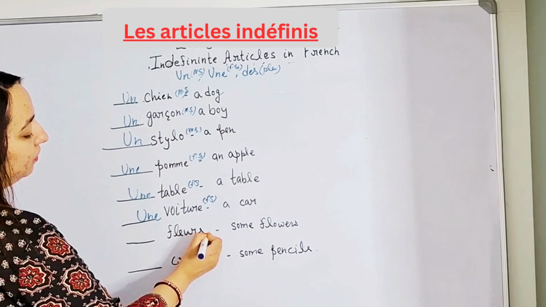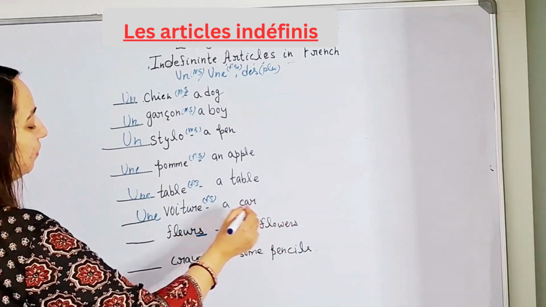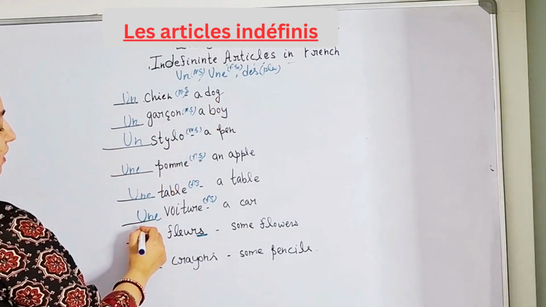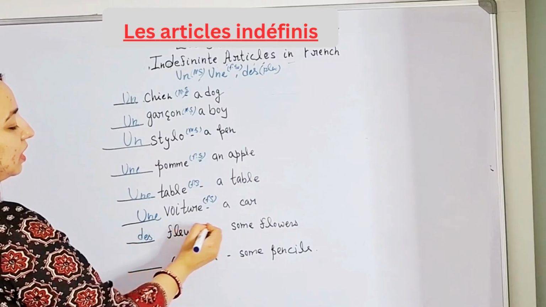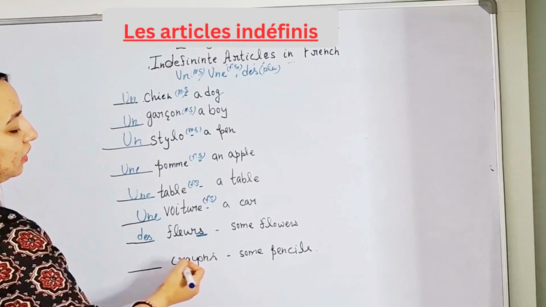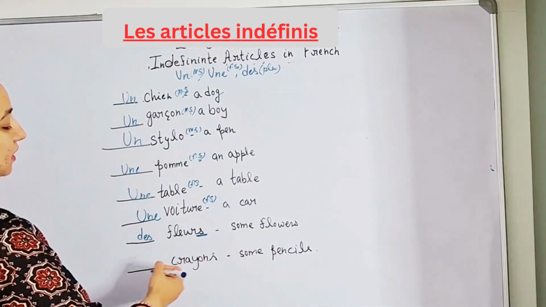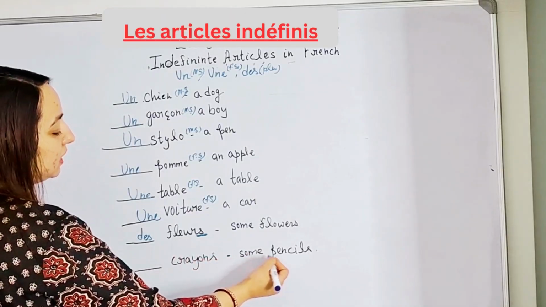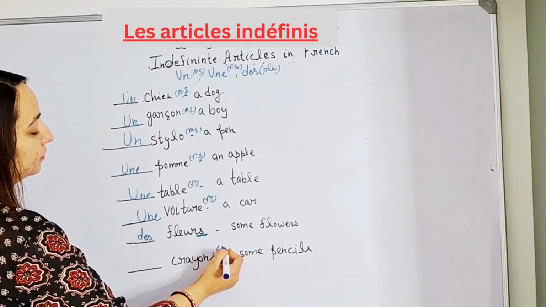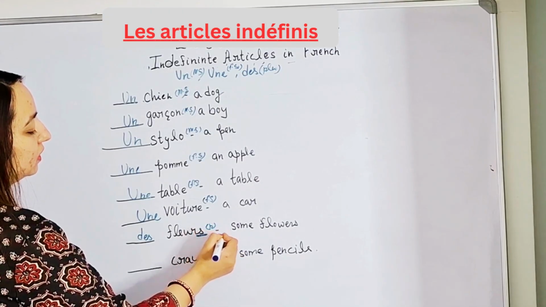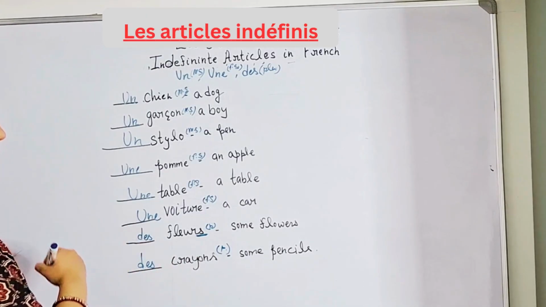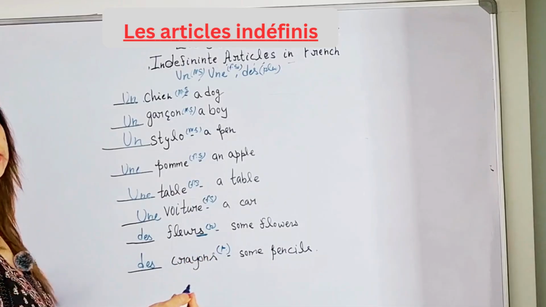Now we will see fleur, with an s at the end of the word. Fleurs. Fleurs means flowers. Then what we will put? Des fleurs means some flowers. Next, crayons. Crayons means pencils, and it is plural. So what we will put? Des crayons. Some pencils.